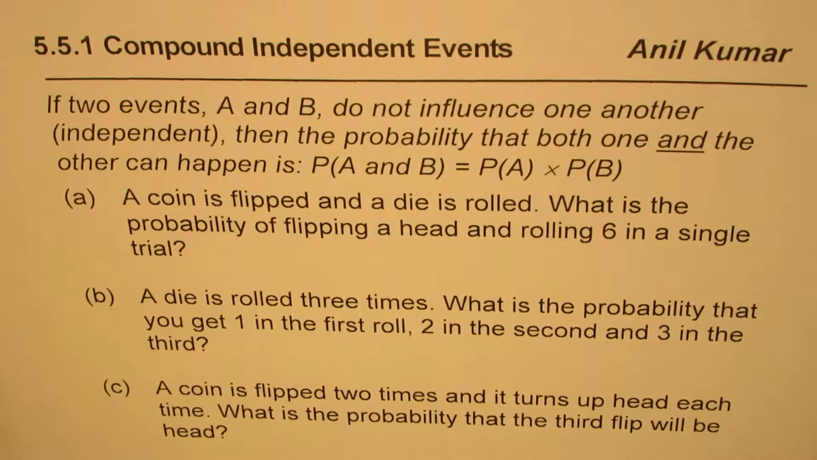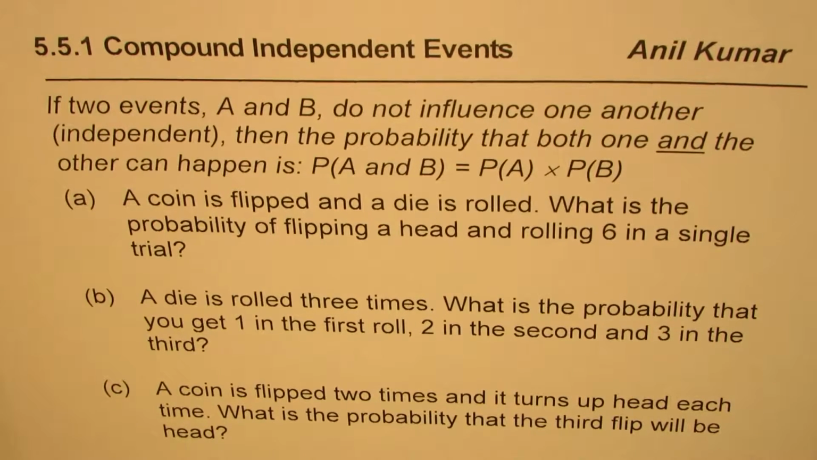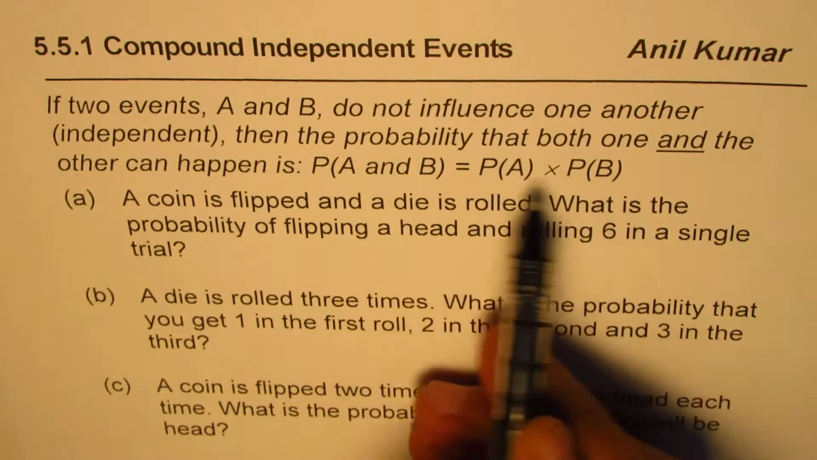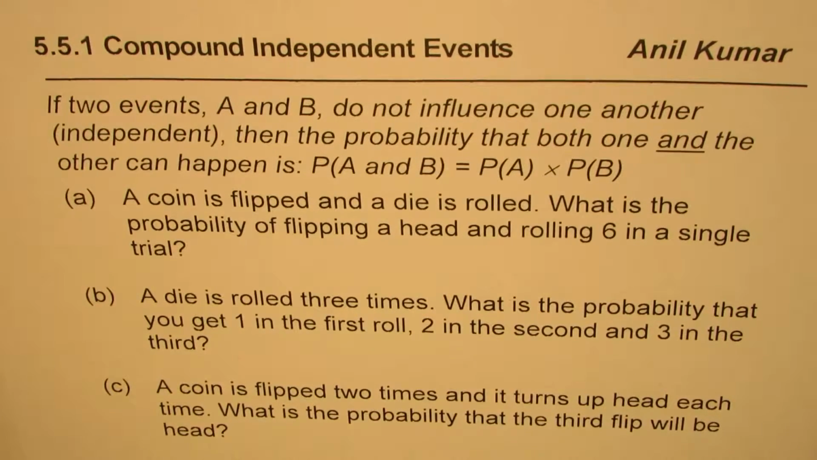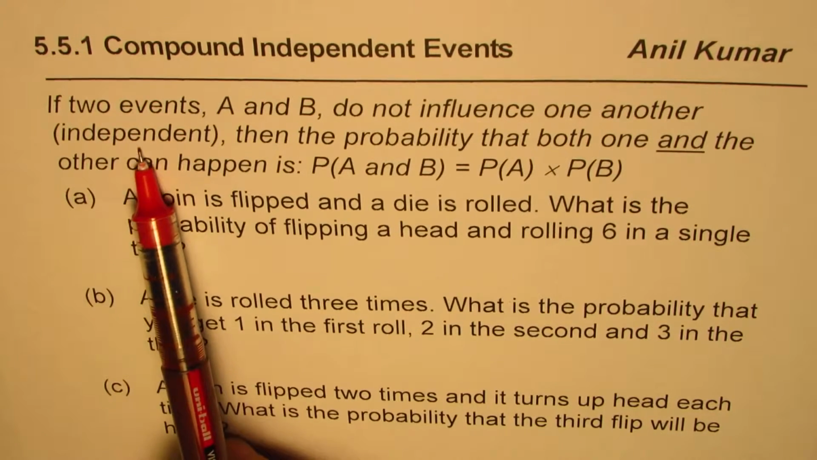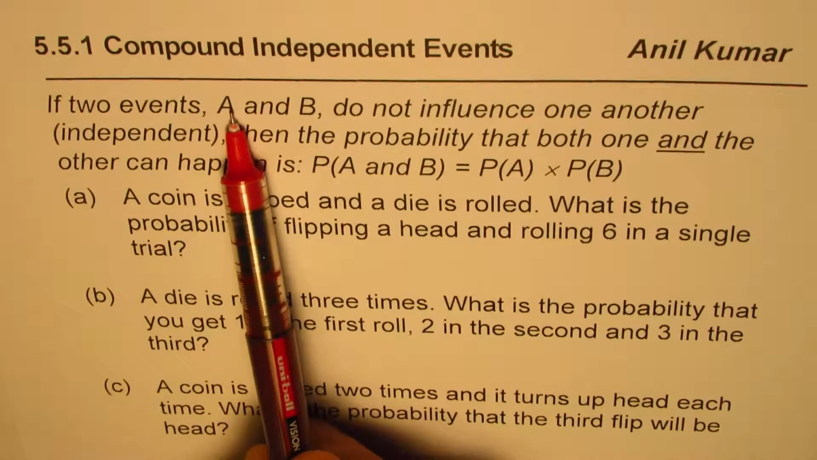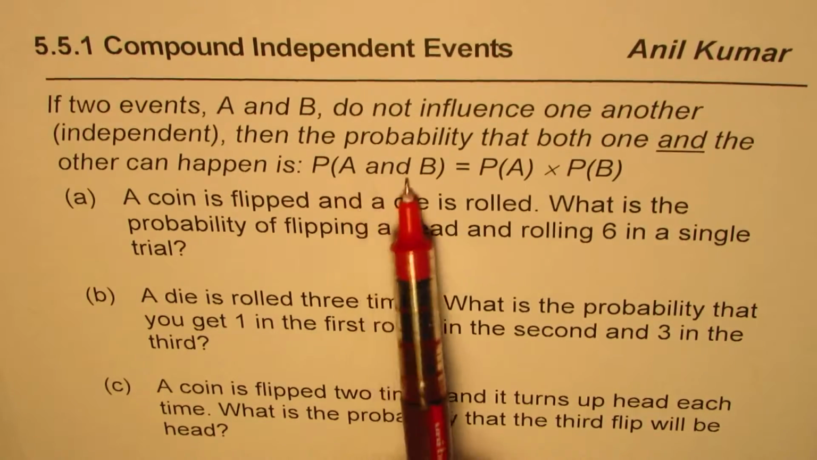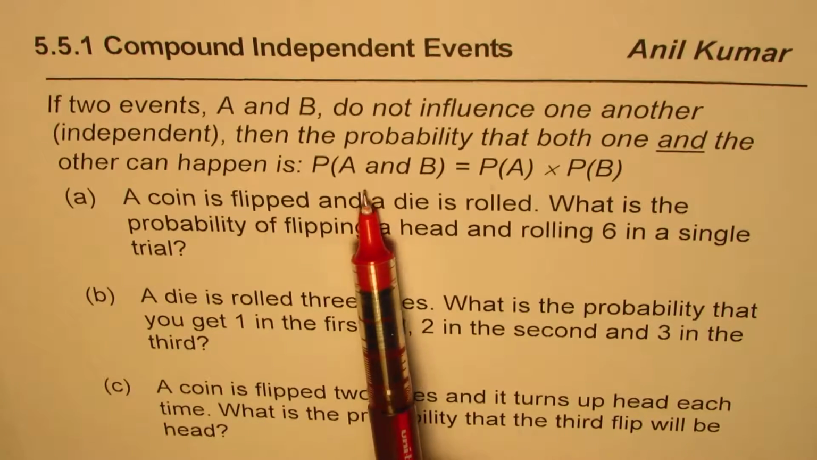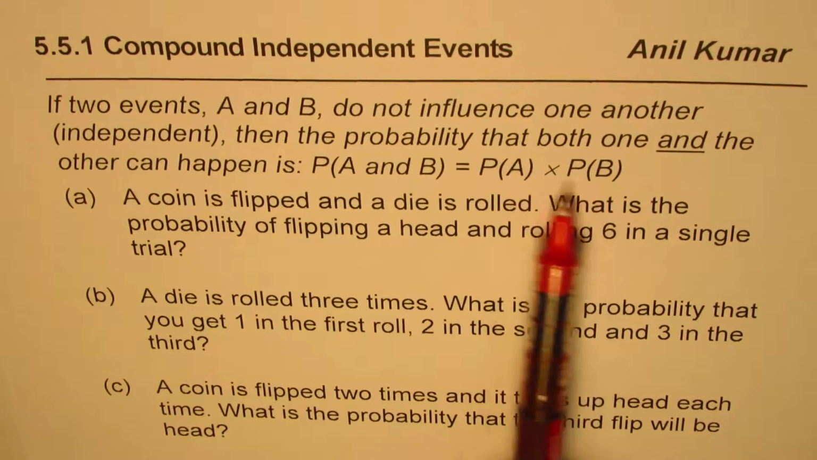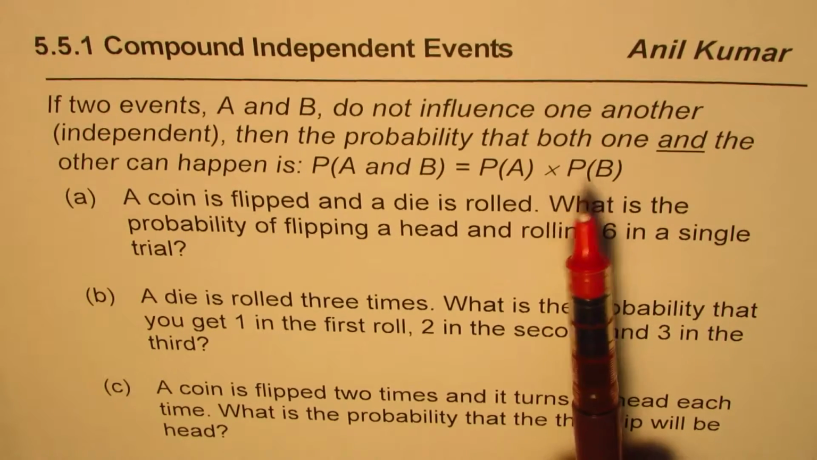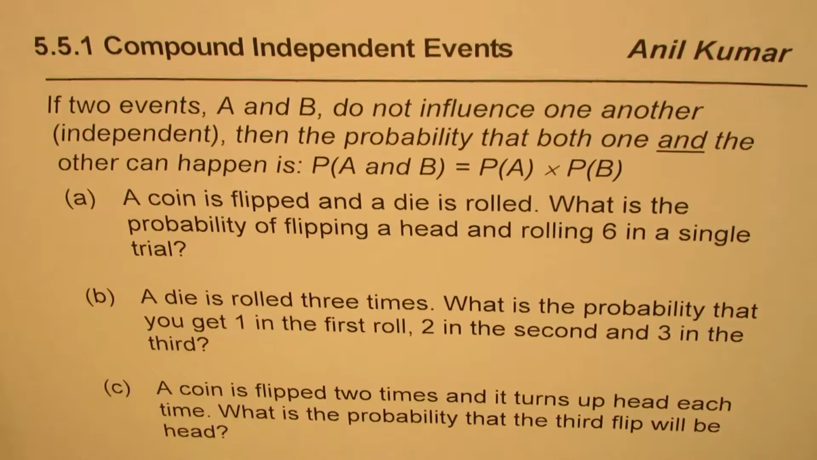probability that both one and the other can happen, probability of A and B, equals the product of probabilities of A and B. That's the way it is. So if we have independent events, which means one event is not influenced by the other, then the probability of both to happen is the product of their own probabilities. That is what it is. Let's try to elaborate on this and understand using some examples.